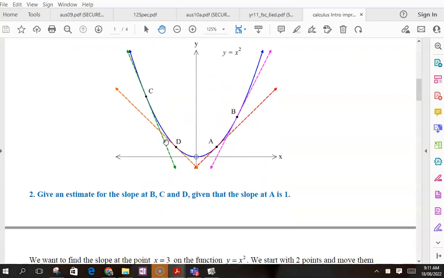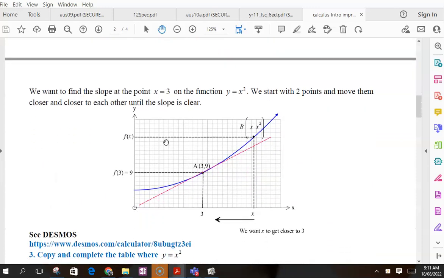This is on your OneNote, by the way, if you wanted it. So we're talking about give an estimate, but we've sort of gone through that. The green one, negative, would be a bigger number than D. All good, all good, all good. Okay, so this is our dilemma, is we want to find the slope at this particular point.